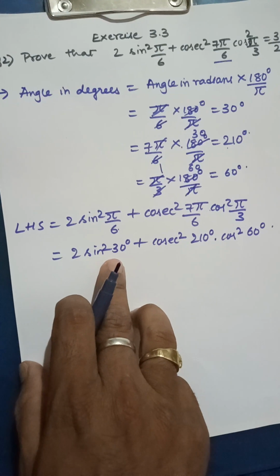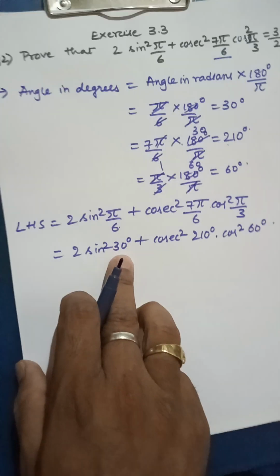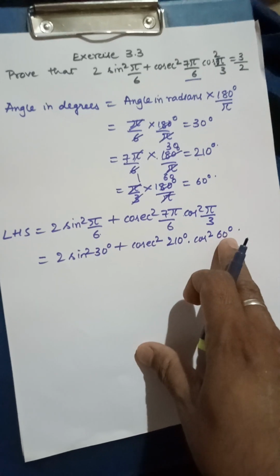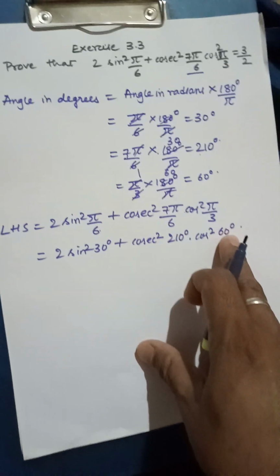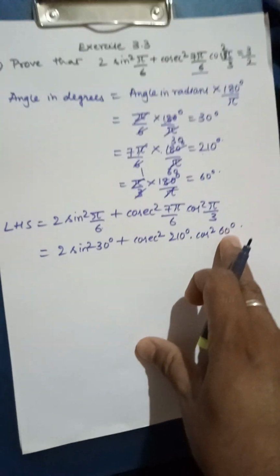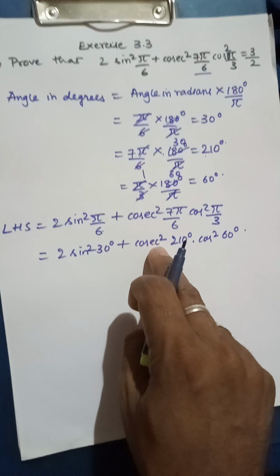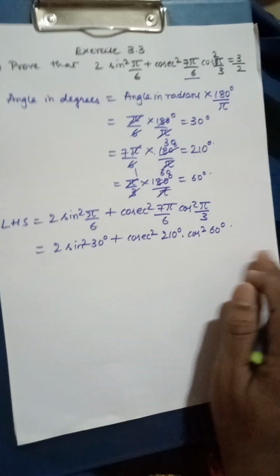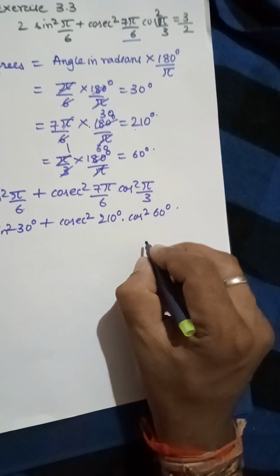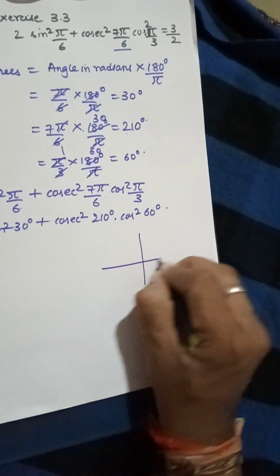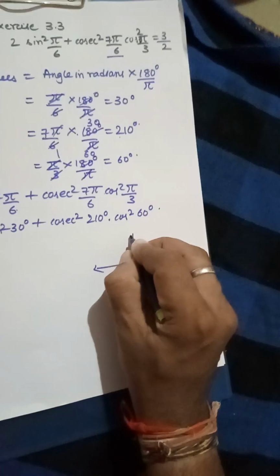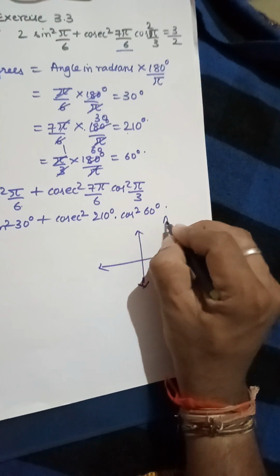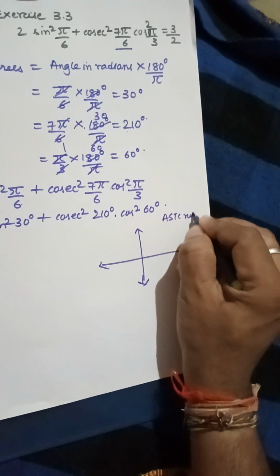Now we already know what is the value of sine 30. Sine 30 is 1 by 2. We also know the value of cos 60 degrees, which is again 1 by 2. But here we need to know what is the value of cosecant 210 degrees. Again, let us go back to a rule called the ASTC rule.